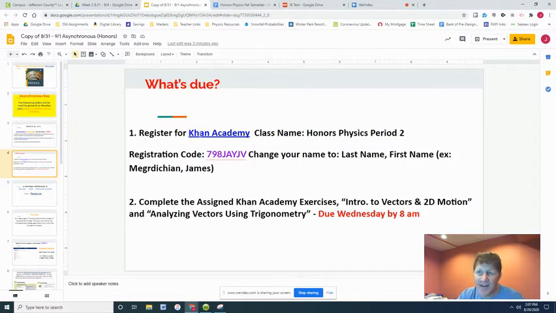To register for Khan Academy, you'll just need to click on this link. The class name is Honors Physics Period 2, and here is the code. Do me a big favor, please, and change your name to your last name, comma, your first name. For example, for me, it would be Megradician, comma, James. And then there are 2 assignments in there that I would like you to have done by Wednesday morning. That is Intro to Vectors and 2D Motion, and then Analyzing Vectors and Using Trigonometry.